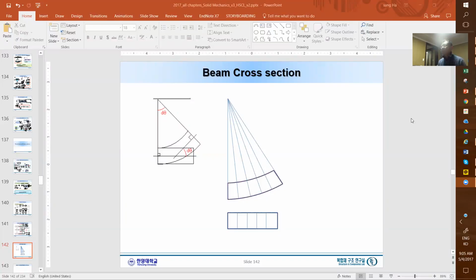Let's review the beam cross sections. We already studied the beam cross section, but it was a little bit confusing, so I would like to clarify the beam cross sections before deformation and after deformation.